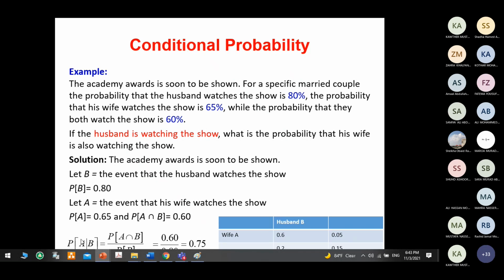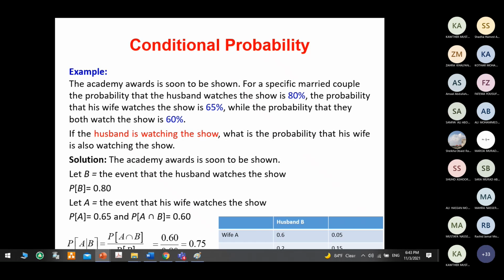Now I have the rule which says P of A given B is P of A intersect B divided by P of B. I have both. I have the intersection given in the question. I have the probability of the husband watching the show, which is also given in the question, 80%, 0.8. I just need to divide.